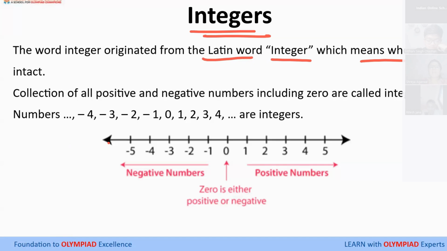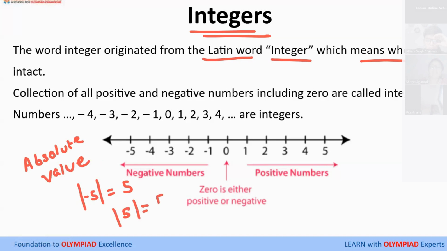Now, when it's intact in its value, we call it absolute value. This absolute value is represented using mod. This is the symbol of mod. Suppose I write mod minus 5. The value of this is 5. Suppose I write mod 5. The value of this is also 5. That means the absolute value, or the intact value, is nothing but the numerical value irrespective of the symbol. Clear, everyone?